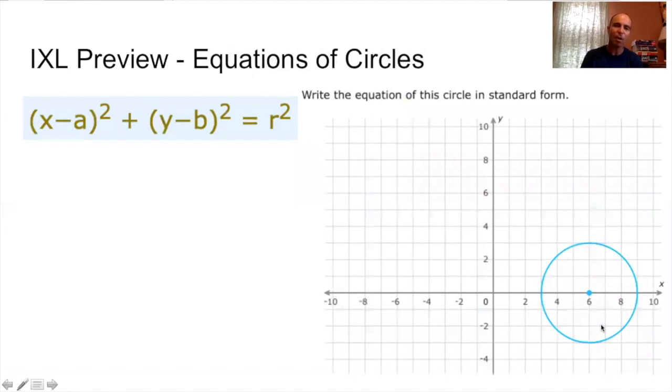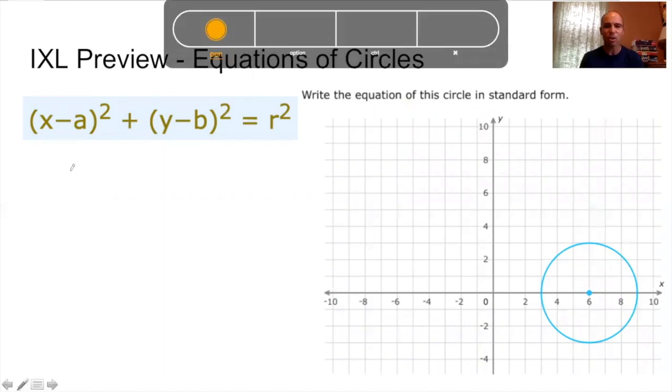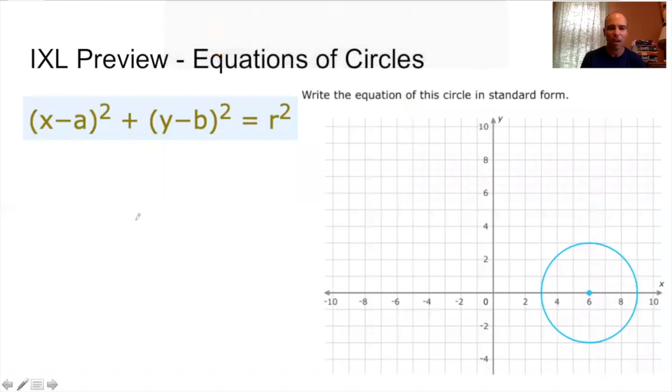Now, on IXL, we're asking you to do 2 things. We're asking you to be able to take a circle and write the equation. The other thing is to take the equation and draw the circle. So in this case, remember I told you only 2 things matter. The center, which in this case looks to be 6, 0. And then the radius, how big the circle is, it looks like 1, 2, 3.